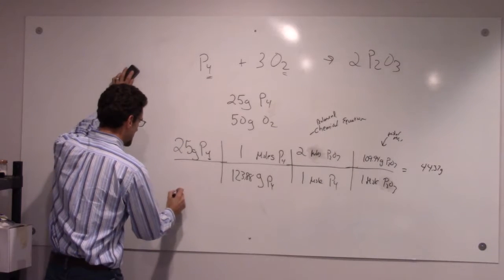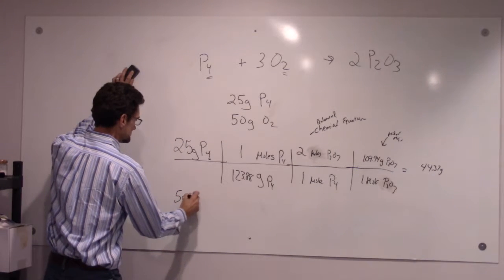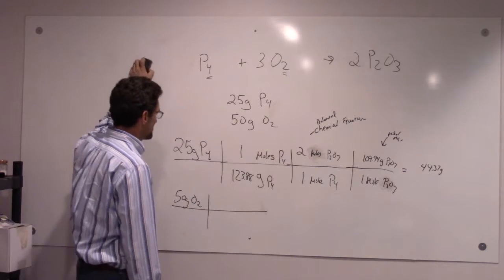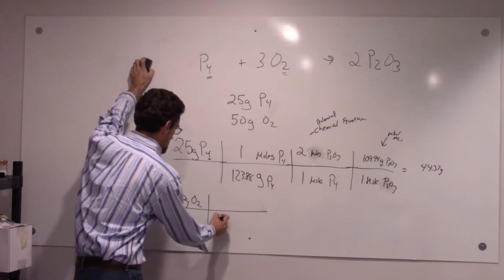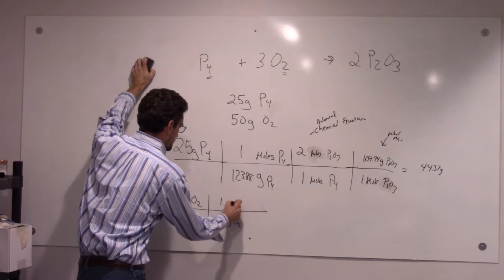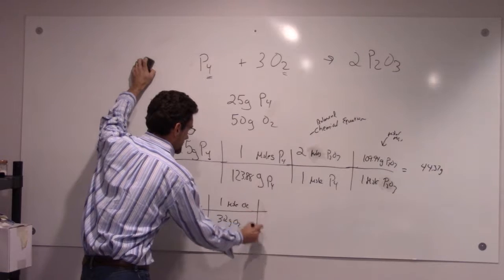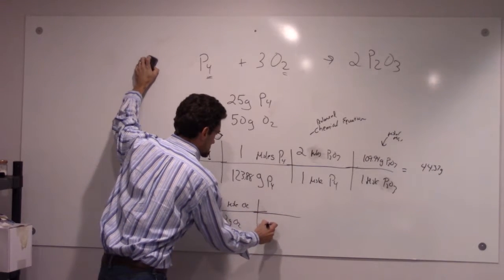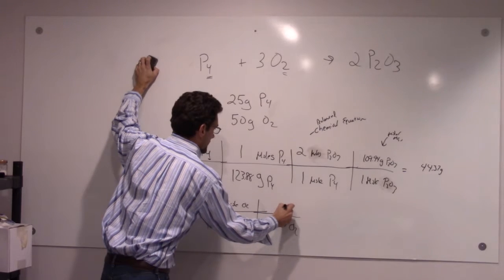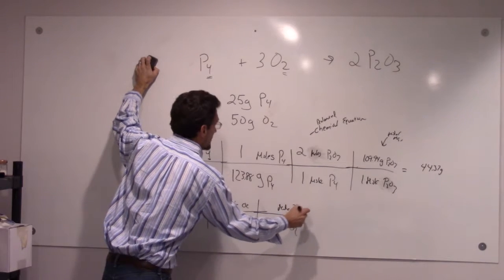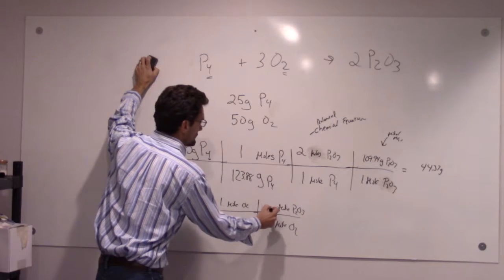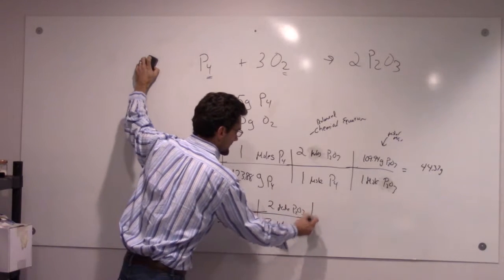Let's do 50 grams of O2. Just write it down real quick. 50 grams of O2. 32 grams of O2 equals 1 mole of O2. We got it in moles. We're going to change it from moles of O2 to moles of P2O3. 3 moles of O2 equals 2 moles of P2O3.